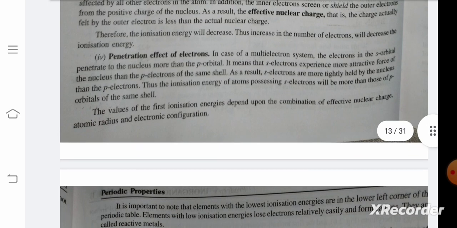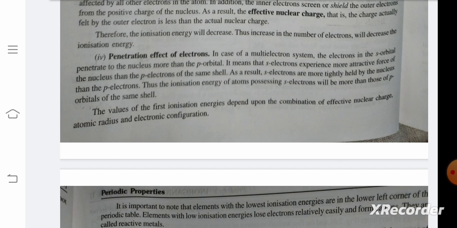Penetration effect of the nucleus. In the case of a multi-electron system, the electrons in the s orbitals penetrate to the nucleus more than p orbitals. It means that s electrons experience more attractive force of the nucleus than p electrons of the same shell. As a result, s electrons are more tightly held by the nucleus than the p electrons. Thus, the ionization energy of atoms possessing s electrons will be more than those of p orbitals of the same shell.